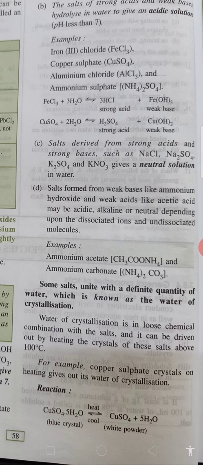Now children, if we heat this, the water of crystallization is lost, and that is removed from the molecule, and if you see their physical state, then hydrated copper sulfate, that is CuSO4.5H2O, is blue crystalline form, and when this water molecule gets removed from it, it becomes white powder. So copper sulfate without water of crystallization is white powder.